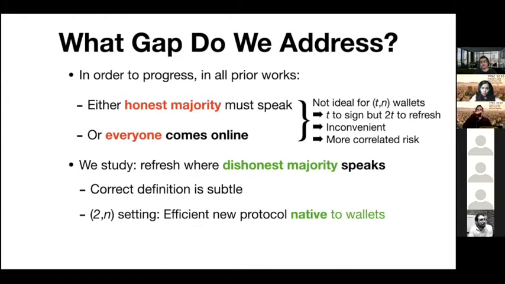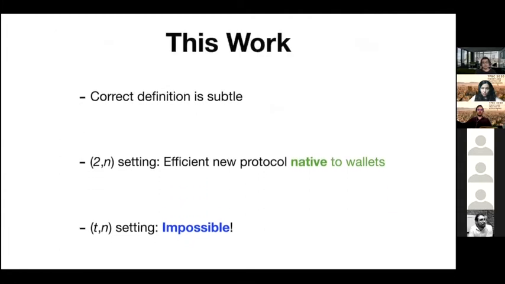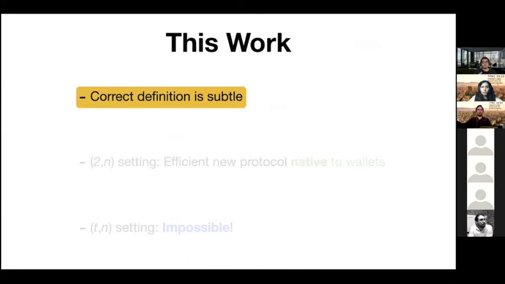So for the 2-of-N setting, we give a new protocol that's native to the mode of operation of threshold wallets. I'll talk about what that means later. And in the general T-of-N setting, when T is greater than 2, unfortunately, we show it's impossible. Right, so taking a closer look at what we do in this work, let's go through each point. Right, so first the definition, it's a bit subtle.